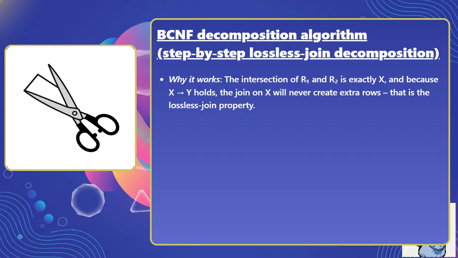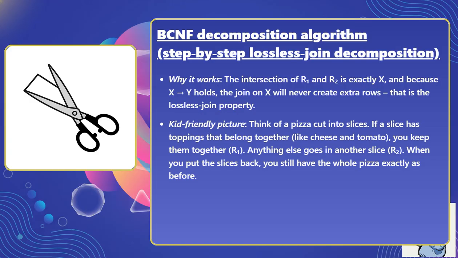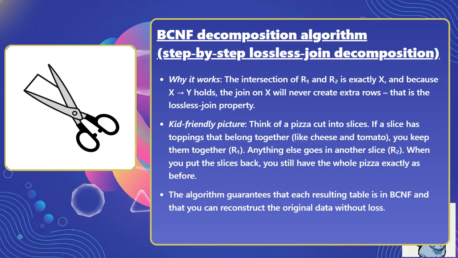Why it works: the intersection of R1 and R2 is exactly X. And because X determines Y holds, the join on X will never create extra rows, that is the lossless join property. Kid-friendly picture: think of a pizza cut into slices. If a slice has toppings that belong together like cheese and tomato, you keep them together, R1. Anything else goes in another slice, R2. When you put the slices back, you still have the whole pizza exactly as before. The algorithm guarantees that each resulting table is in BCNF, and that you can reconstruct the original data without loss.